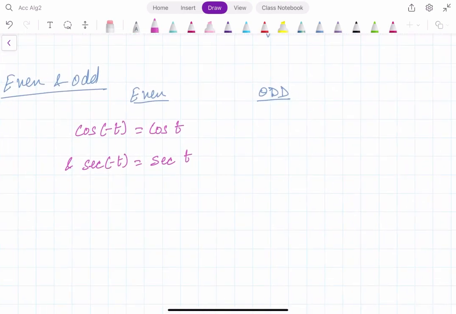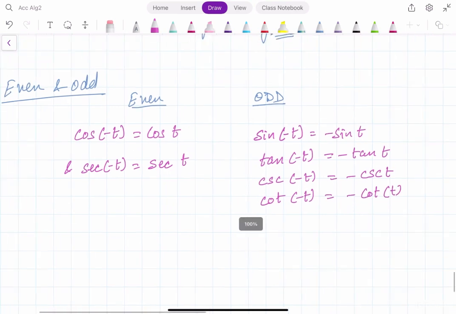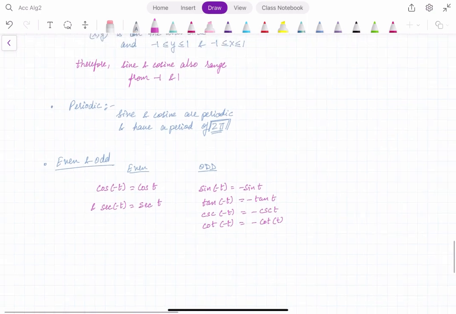For odd functions, sine is an odd function. That means sine of -t will give you negative sine t. And because sine is an odd function, cosecant is also an odd function. And because sine is odd, tangent is also an odd function. And because tangent is odd, cot will also be an odd function, because cosecant is the reciprocal of sine, and tangent and cot both involve sine. That is why they are odd functions.